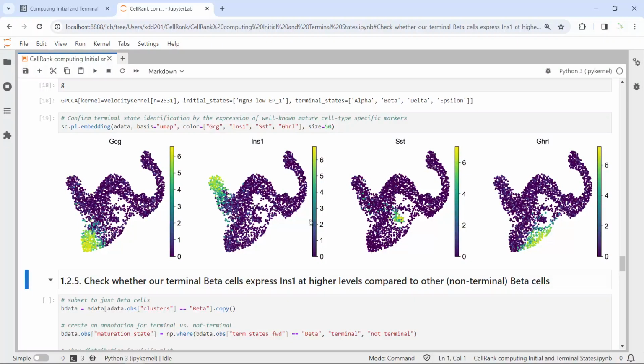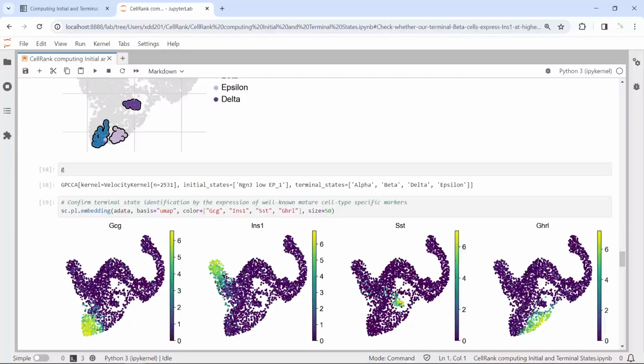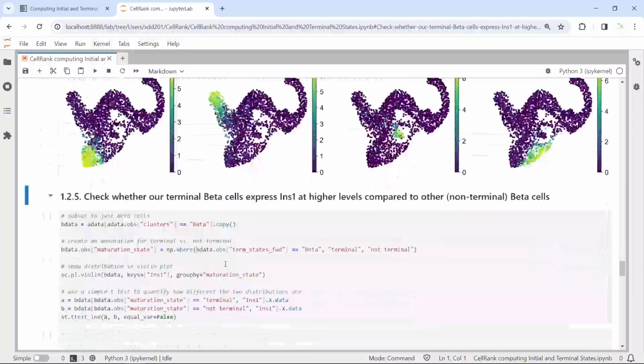If you look at the UMAP for the beta cells, it identified the beta cells in this area as the terminal state, but for beta cells, you can see here, we have some cells expressing a high level of insulin and some cells expressing a low level of insulin. Only high level insulin expressing cells have been identified as the terminal state for beta cells. So we can further confirm the terminal state for beta cells.